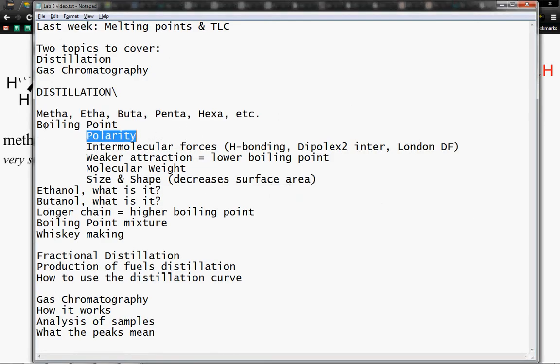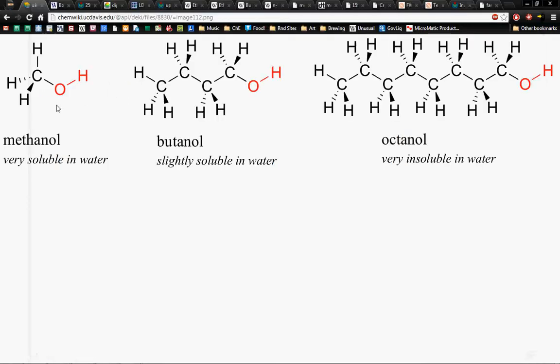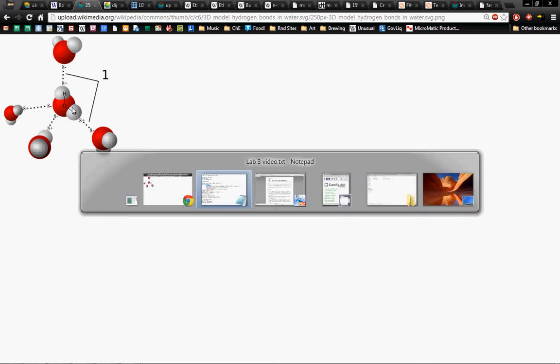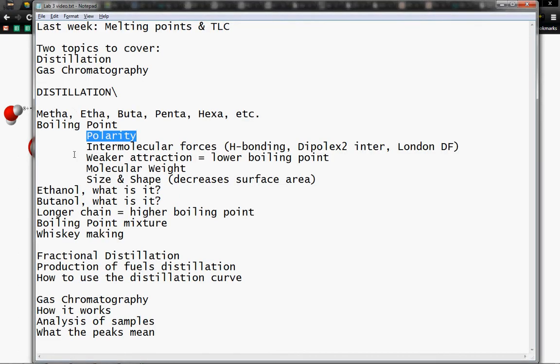So essentially you have to remember that there are a few things that change the boiling point. The polarity, so how much the substances want to be with each other, as we covered last week. So here's a nice picture of boiling, and here's a nice picture of water being polar with itself. So this is why water is so hard to evaporate. If it was nonpolar, water would evaporate very easily.